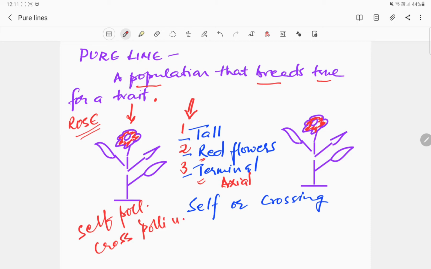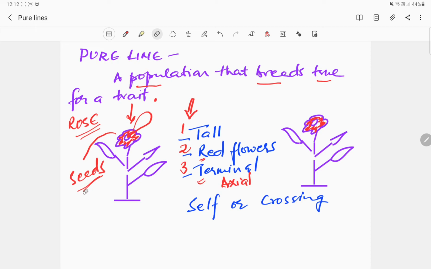Now, let us assume that this flower self-pollinates, which means that the pollen is going to fertilize the eggs or the ova present in the same flower. If self-pollination occurs, what will be the end result? The end result will be seeds. Now, let us say all of the seeds germinate, and upon germination, these seeds give rise to new saplings and later on plants.